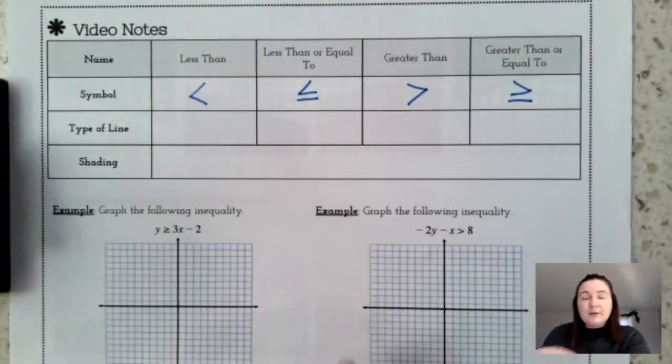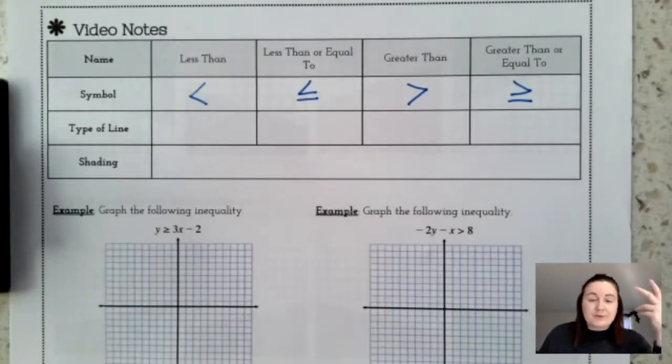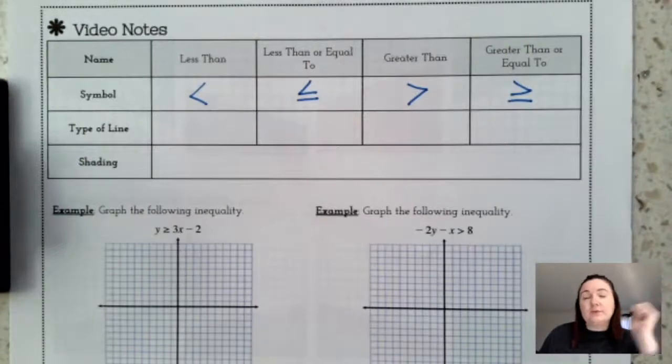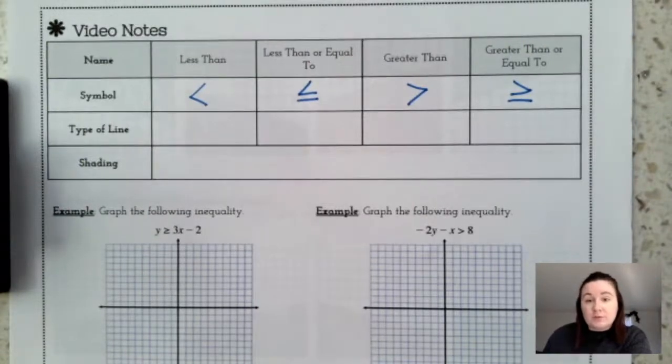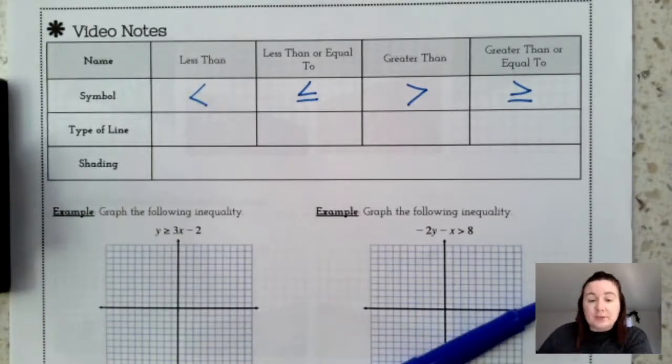Now when we graphed equations, we just graphed a line. We found 2 points and then we graphed the line in between those 2 points. We don't really have to worry about it. However, with inequalities, we have two types of lines. We have solid lines, which is normal, and then dashed lines.